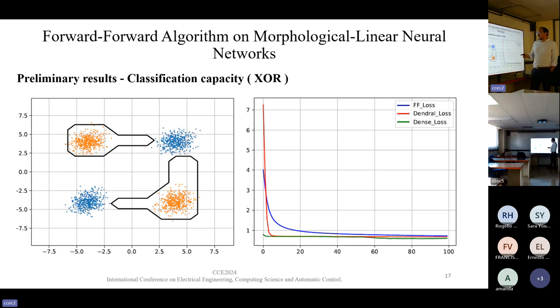It doesn't matter if we use gradient descent or the forward-forward algorithm to train this type of neural network, we obtain similar, closed surfaces. On the right side, we can see that the training losses for this type of training are working well. In red is the morphological loss, and in green, the dense loss.